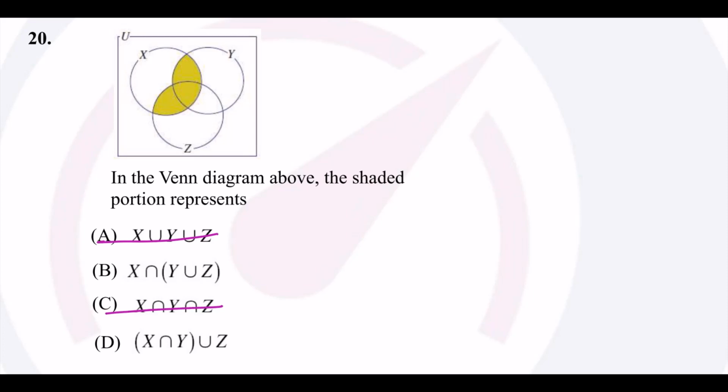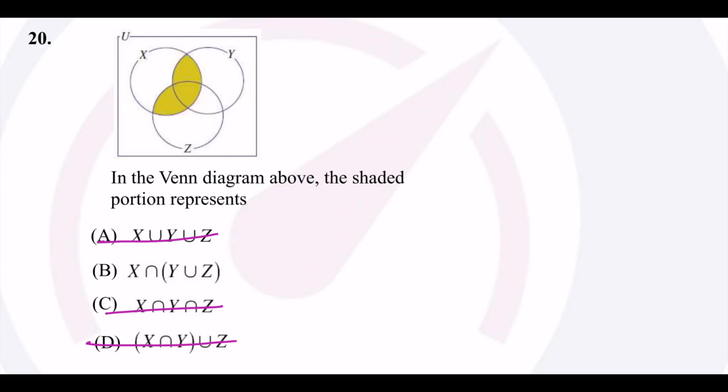Alright, so it's down to these two. So let's test which one works. So let's look at D. X intersect Y would be here, and all of that union with Z would be this. So no, that's not the shaded region, so it won't be D. So let us look at what we have left now.